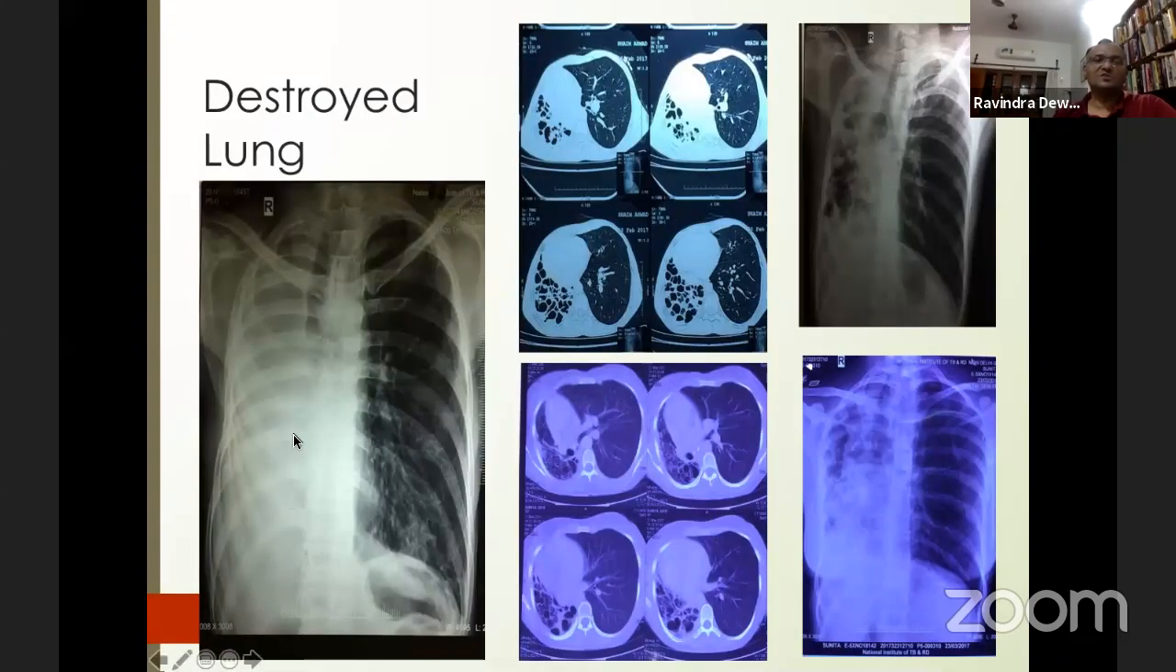And these are the various destroyed lungs. Complete, you can't see the lung on one side. And very often the other side of the lung herniates. And these patients, if they have sufficient symptoms, are obvious candidates for surgery and should always be offered surgery.